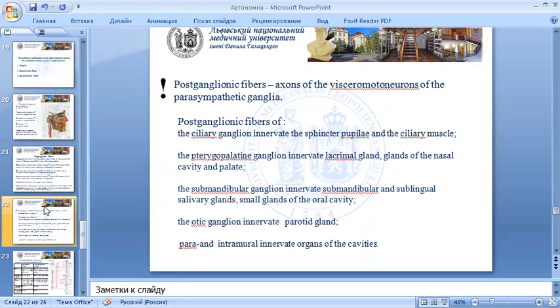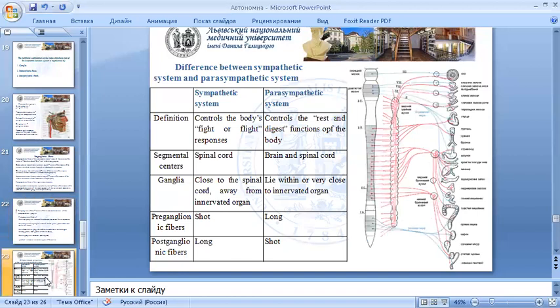Postganglionic fibers of the otic ganglion innervate the parotid gland, and postganglionic fibers of the paravertebral and intramural ganglia innervate organs of the cavities. What is the difference between the parasympathetic and sympathetic nervous system?